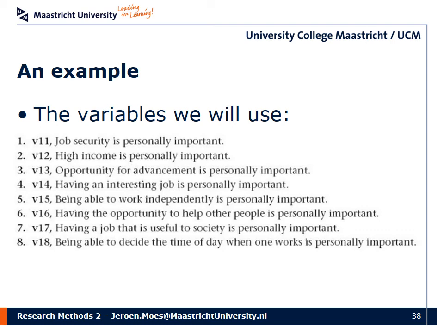So let's just look at an example and it will become clearer. In the example we'll use some variables in a survey done, I believe, in South Korea, where people were asked about their relationship to their work. They were asked some statements and how much they agreed with them. So one is job security is personally important, high income is personally important, opportunity for advancement is personally important, having an interesting job is important, being able to work independently, having the opportunity to help others, having a job that's useful to society, and being able to decide the time of day when one works. So these are different reasons why you might want to choose one job over another.